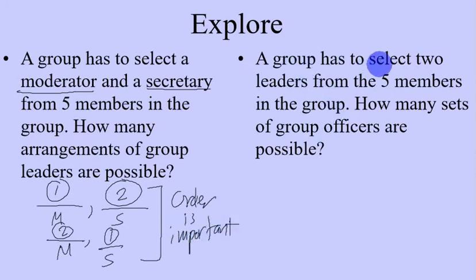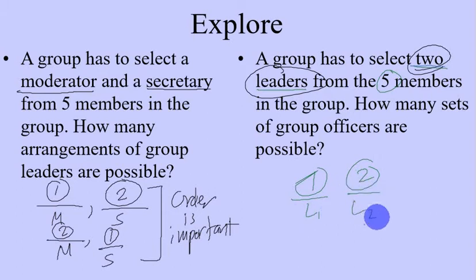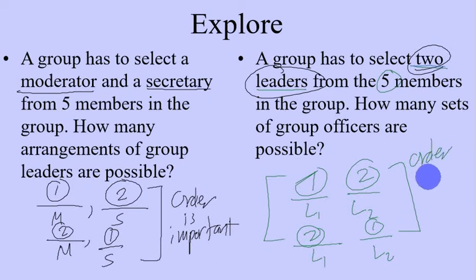However, in the second problem, we're just asked to select 2 leaders. So, if we're going to have 2 leaders from the 5 members, if I have student 1 and student 2 as your first leader and your second leader, if student 2 becomes the first leader, it will just be the same thing. Anyway, we're just asked for leaders, not specific positions. So in this specific case, order is not important.